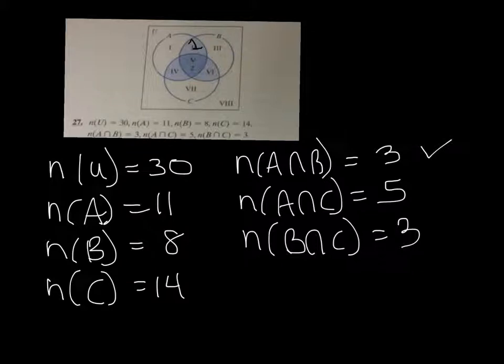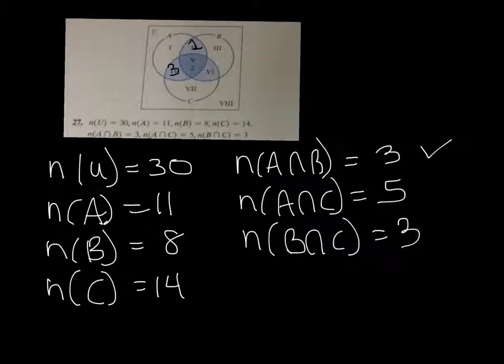So now what about A intersection C? Here's A, and here is C. What's the intersection? Obviously we have 2, but what's the cardinality? The cardinality is 5. So 2 plus what is 5, or 5 minus 2. So this has to be 3. Let me write in the 3 there.